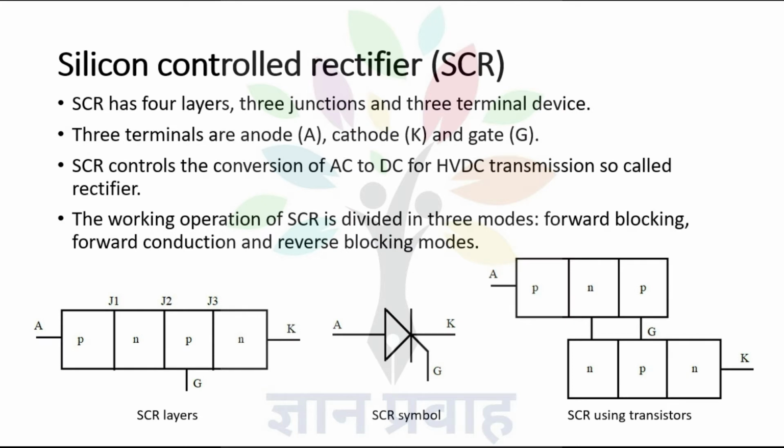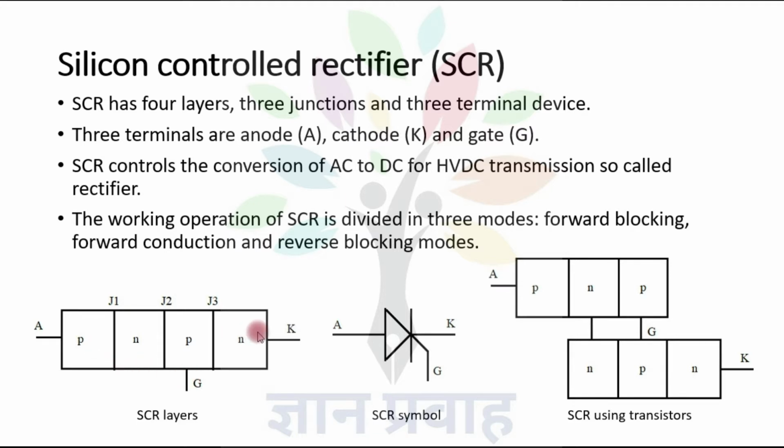Silicon controlled rectifier or SCR. So SCR has 4 layers, 3 junctions and 3 terminals. And the schematic for SCR is given here. It has 4 layers, and the 4 layers are arranged in the form of P N P N, with 3 terminals: anode, cathode and gate. So anode is connected with the P type material, cathode is connected with the N type material and gate is connected with the second P type material.